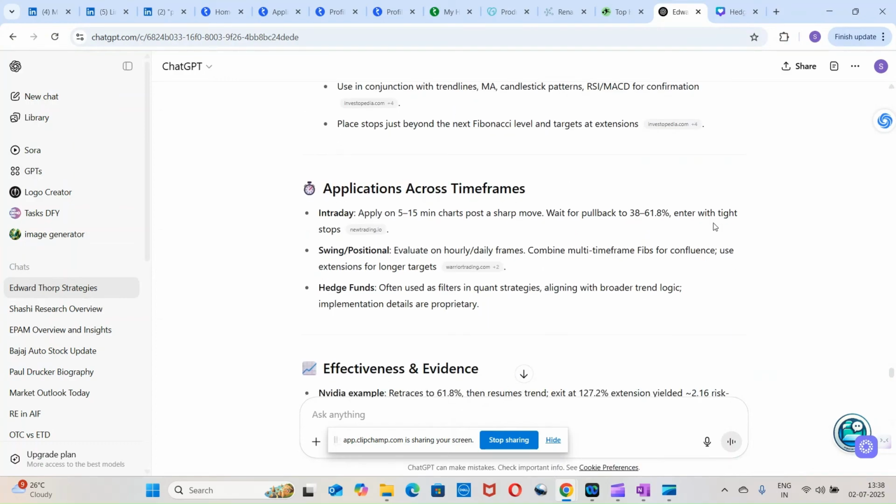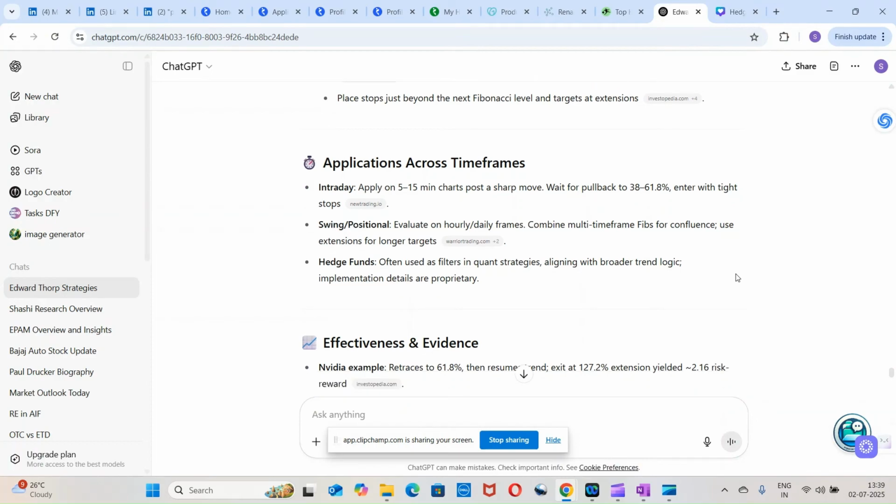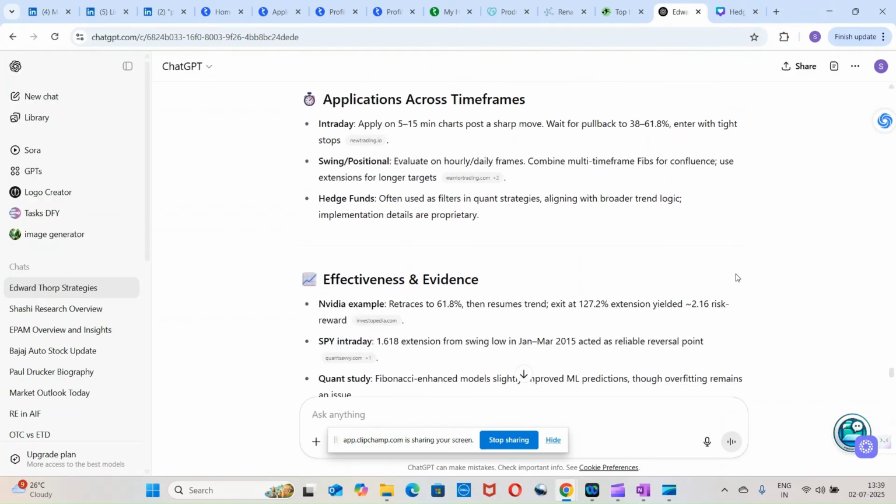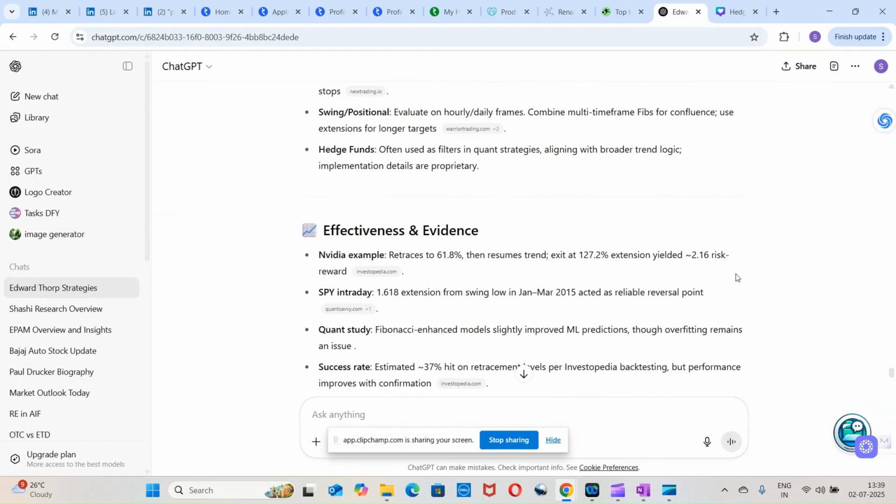This is applicable across time frames. It can be applied on 5 to 15-minute charts. After a sharp move, wait for a pullback to 38 or 61.8%, and enter with a tight stop loss. Swing positions you could also apply. Evaluate on hourly and daily time frames. Combine multi-time frame fibs for confluence. Use extensions for longer targets. It's often used as a filter in quant strategies, aligning with broader trend logic, and implementation details are proprietary.